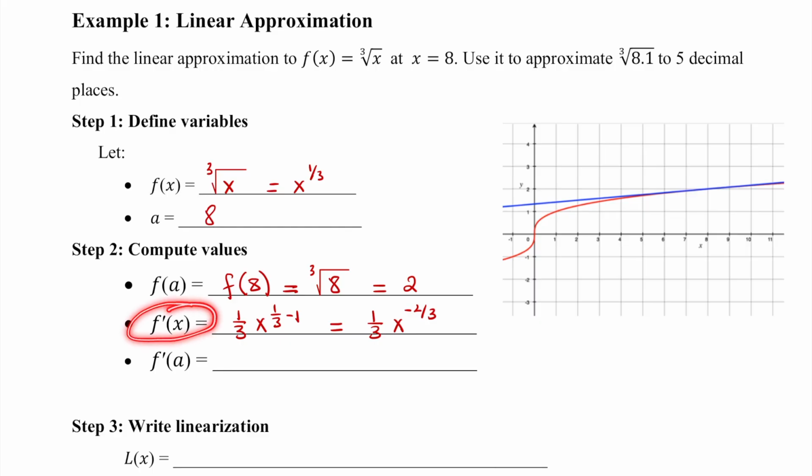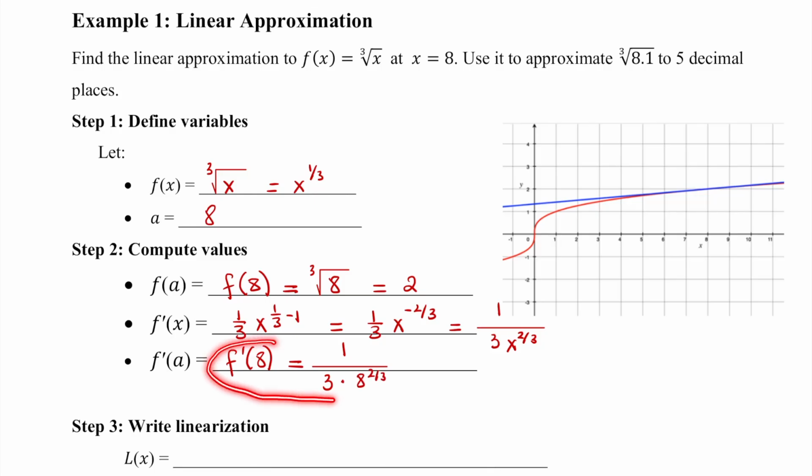F prime of x equals 1/3 times x to the negative 2/3, which is 1 over 3 times x to the 2/3. Next, I need to find f prime of a. Since a equals 8, I need to find f prime of 8. And I replace x with 8. So I have f prime of 8 equals 1 over 3 times 8 to the 2/3. 8 to the 2/3 is 4, and 4 times 3 is 12. So I have 1 over 12.